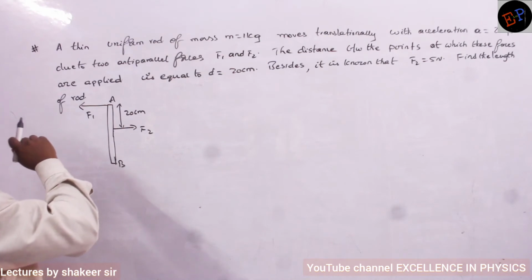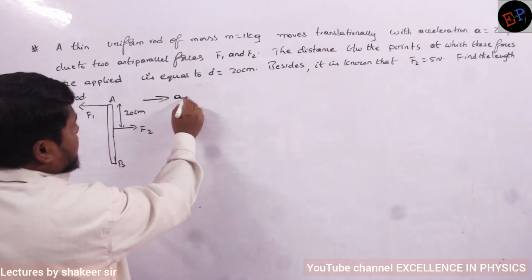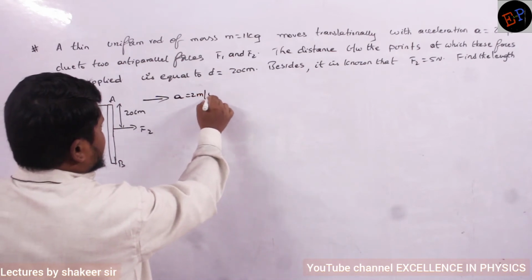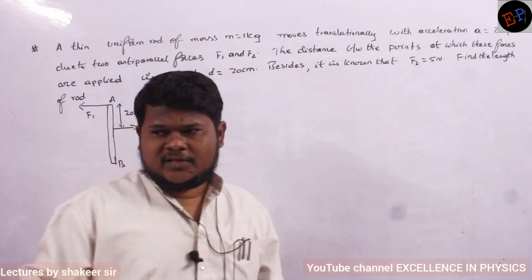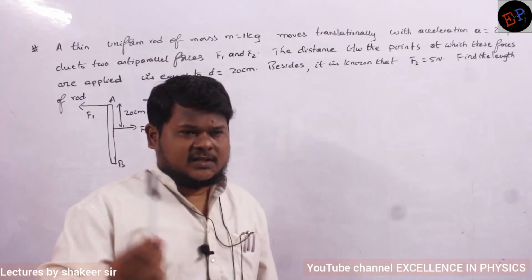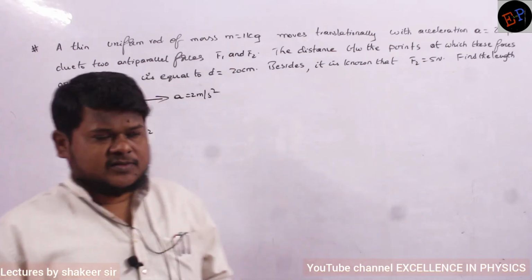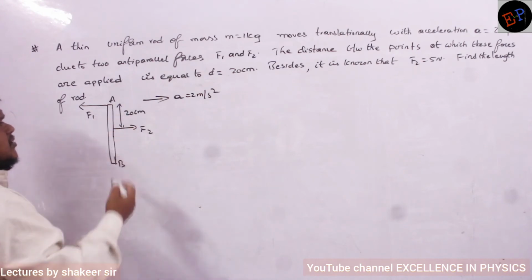Mass 1 kg moves translationally with acceleration. So what is the acceleration of the rod? A is equal to 2 meter per second square, and it is not rotating, it is moving translationally. For example, if this is the rod, it is moving like this. Translational motion means moving in a straight line. Rotation is not present. So these are the two forces F1 and F2 which are given.